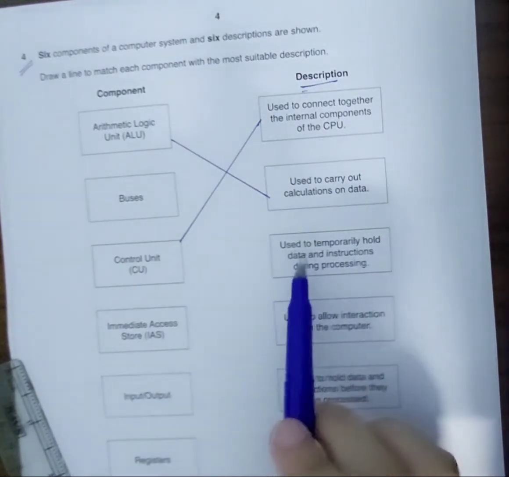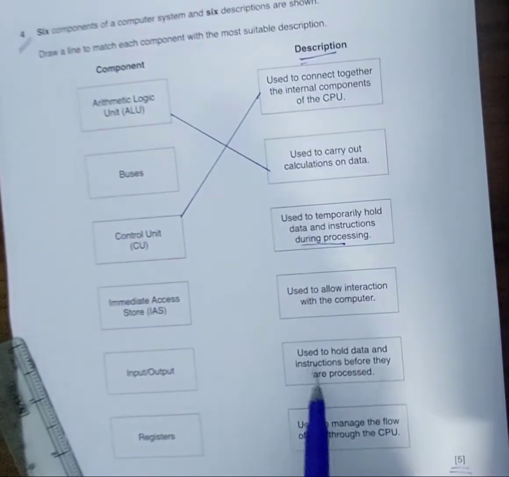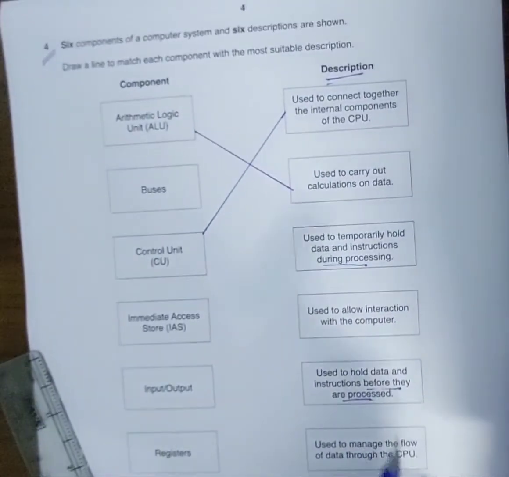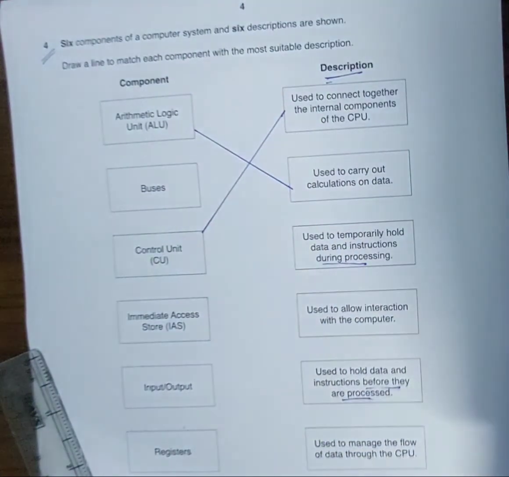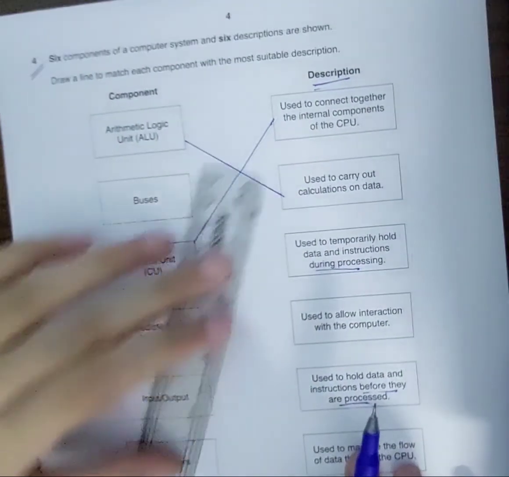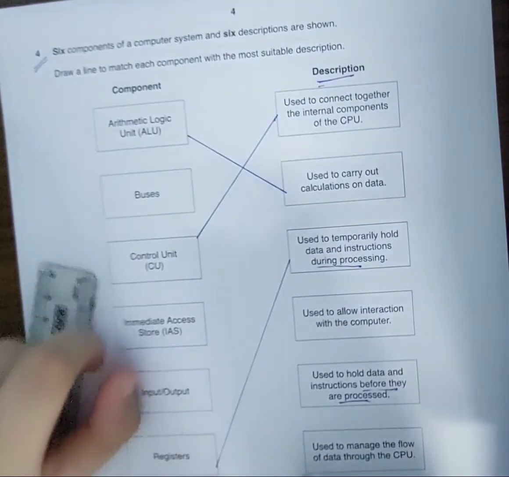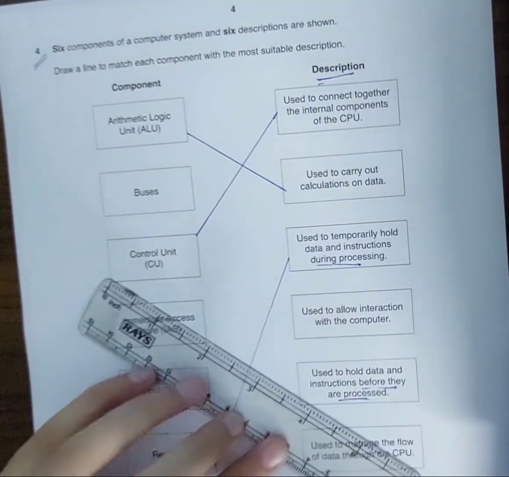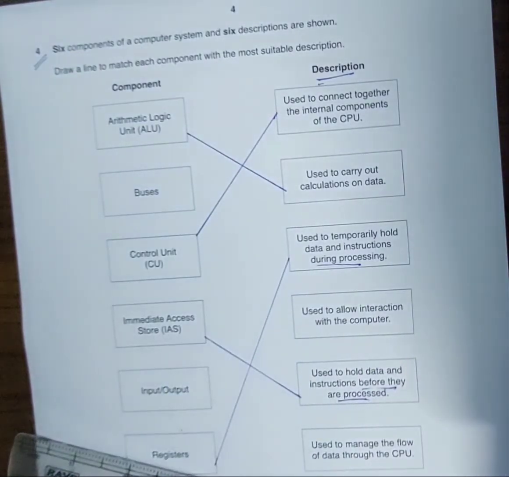This statement says used to temporarily hold data and instructions during processing, and this says used to hold data and instructions before they are processed. So it's quite clear that during processing, registers are used to temporarily hold data and instructions. So it's register. And this one, used to hold data and instructions before they are processed, is immediate access store. You can just immediately access it from there.